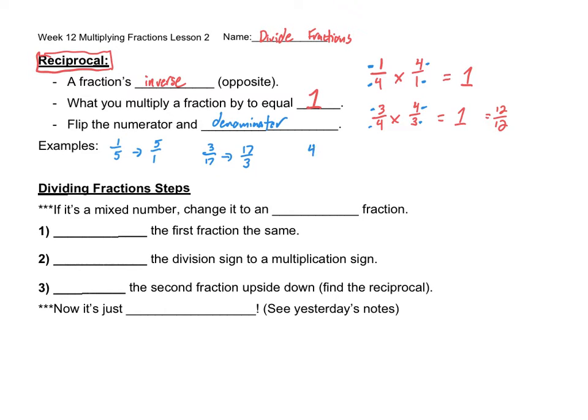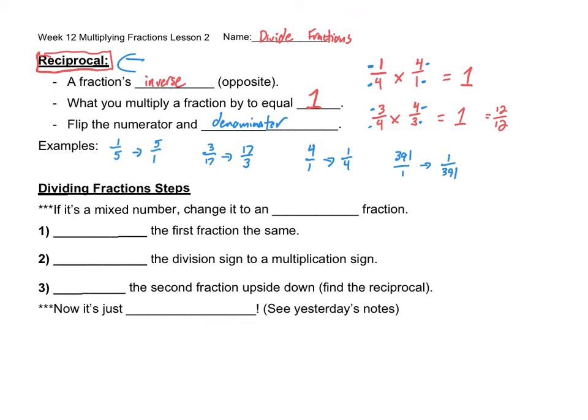How about the reciprocal of 4? Well, 4 is the same as 4 over 1, so the reciprocal of 4 is 1/4. In the same way, the reciprocal of 391, well, we want to put 391 over 1, which is 1 over 391. Okay, so that's the concept of reciprocal.